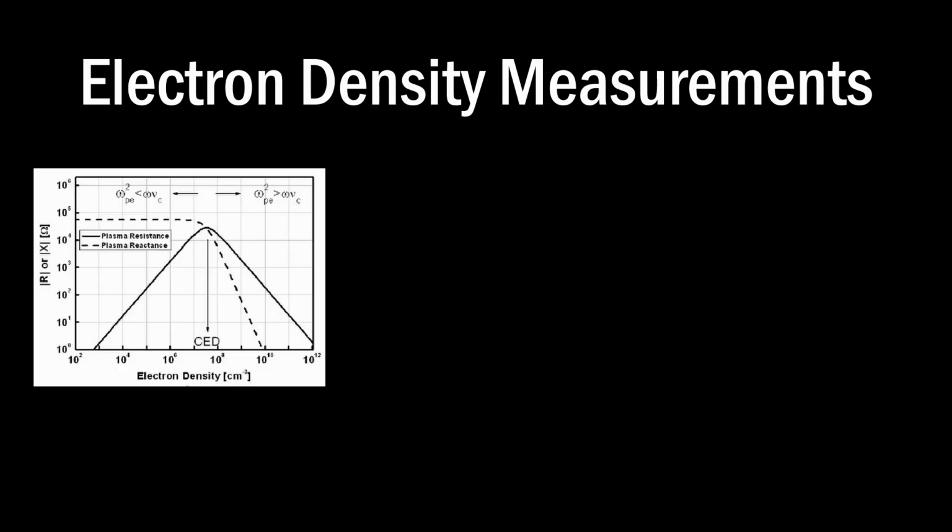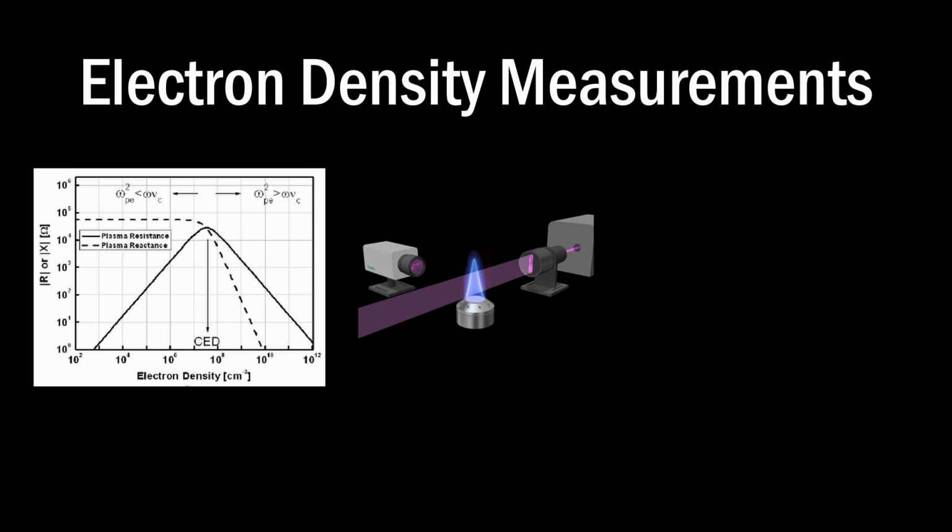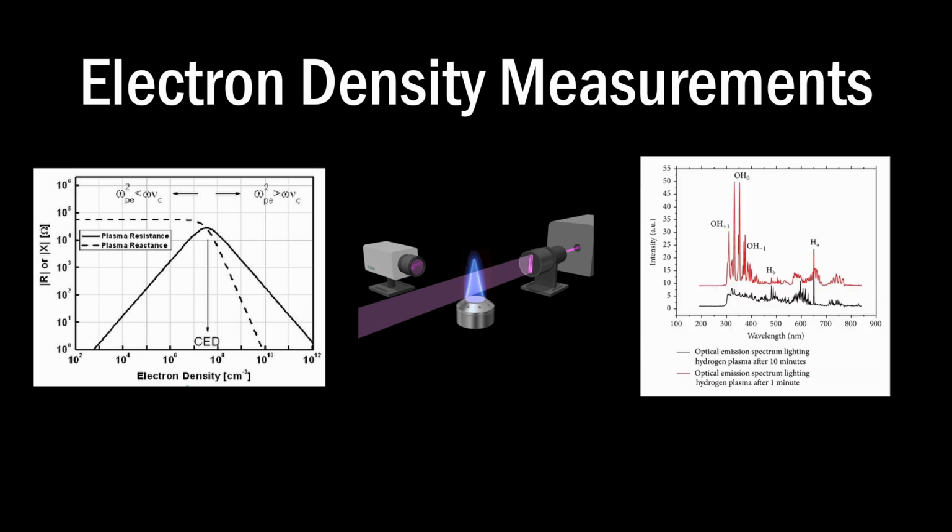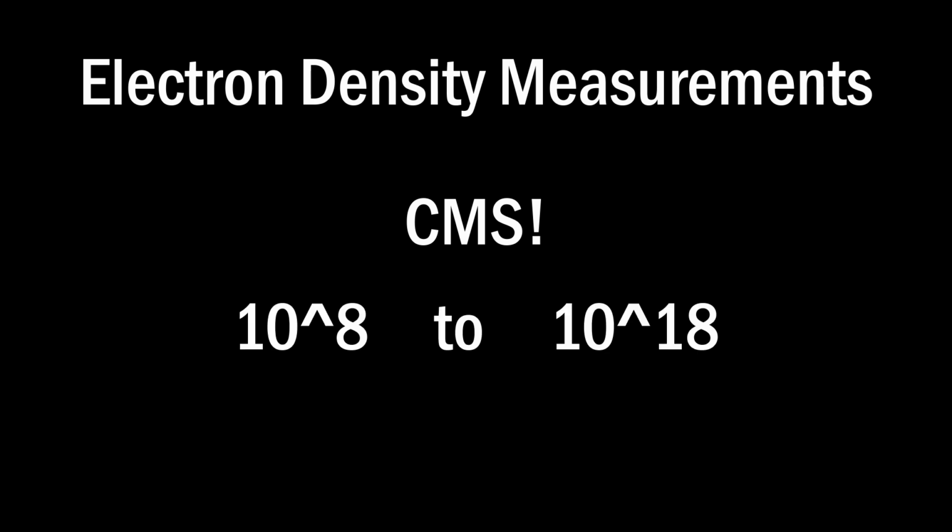There are many ways to measure the electron density of a plasma, such as conducting current through it to measure its resistance, firing a laser at it to measure its optical properties, or analyzing the spectrum of light that it gives off. All of these techniques have their pros and cons, but they are typically limited to a certain range of electron densities. CMS, on the other hand, is useful because it works over a very wide range of densities, from around 100 million to 1 quintillion electrons in its detection volume.